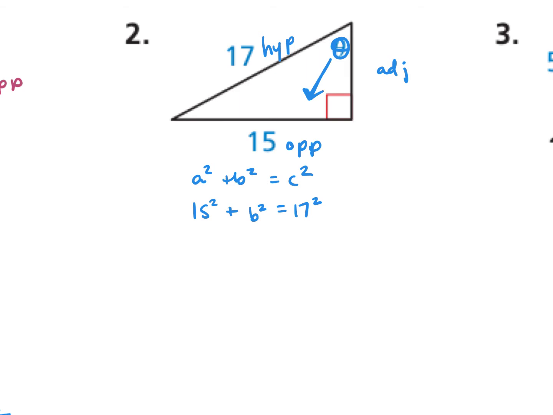So what's 15 squared? 225. What's 17 squared? 289. So then we just subtract 225 on both sides. So we get b squared is equal to, what's 289 minus 225?